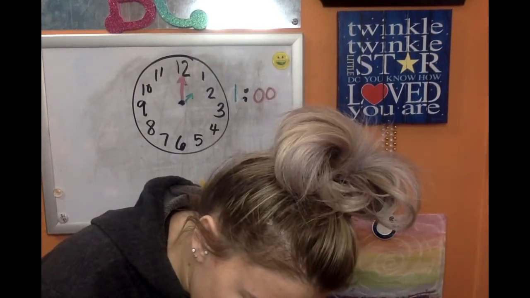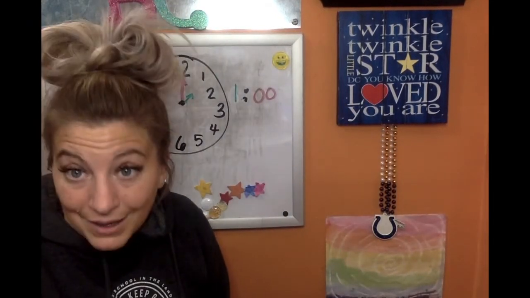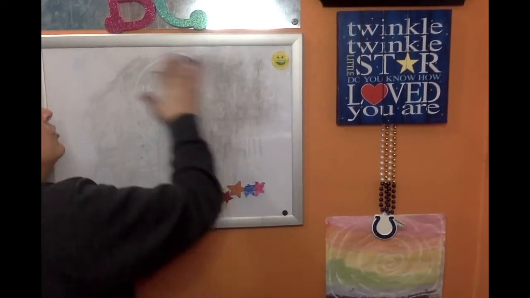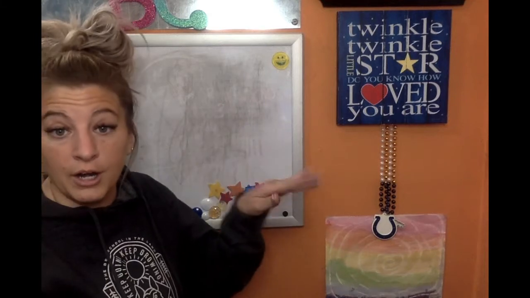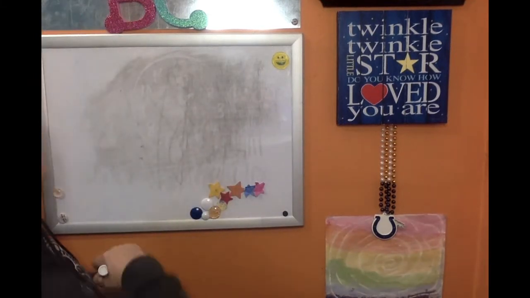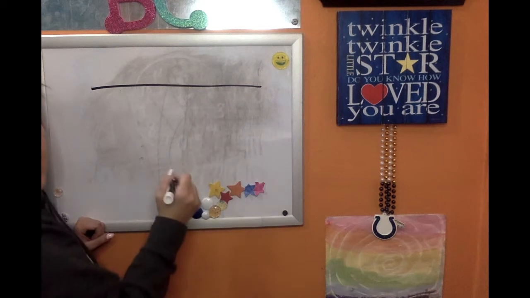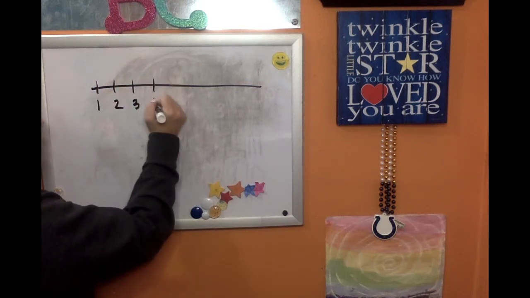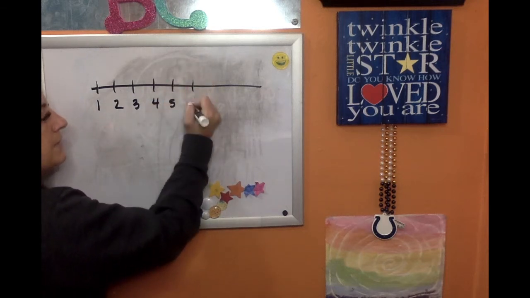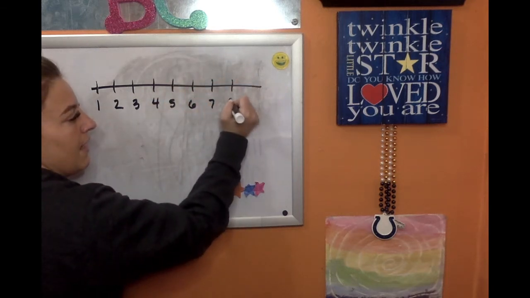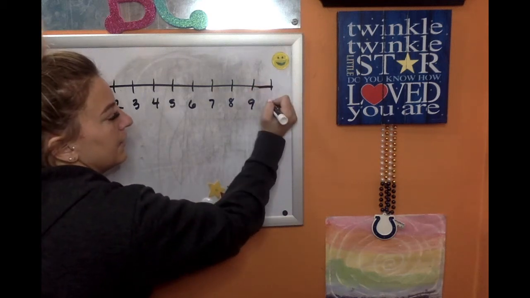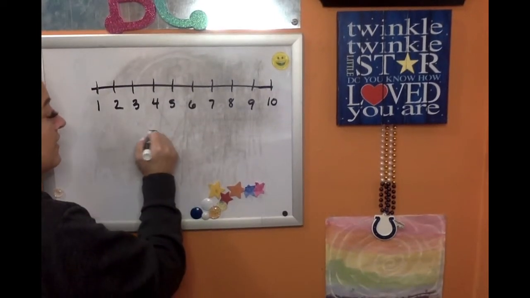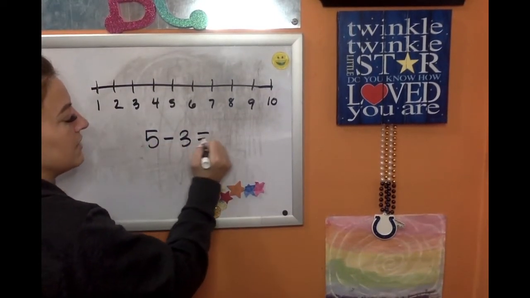Okay, the next thing we're going to do is subtraction with our number line. All right, so instead of doing hops forward, we're going to go backwards because we're doing subtraction. 1, 2, 3, 4, 5, 6, 7, 8, 9, 10. Okay, our first math problem is 5 minus 3.